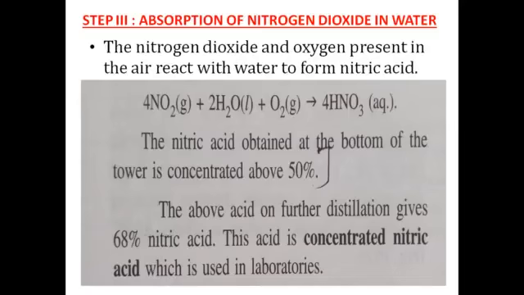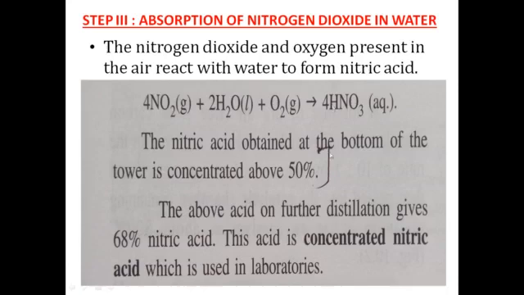So in this way we get nitric acid. The nitrogen dioxide and oxygen present in air react with water to form nitric acid. So 4NO2 + 2H2O + O2 gives nitric acid.